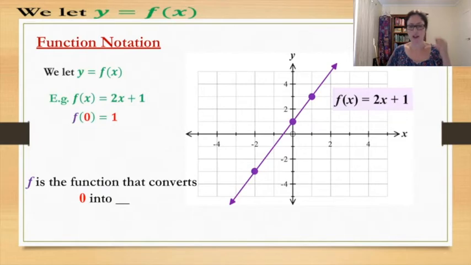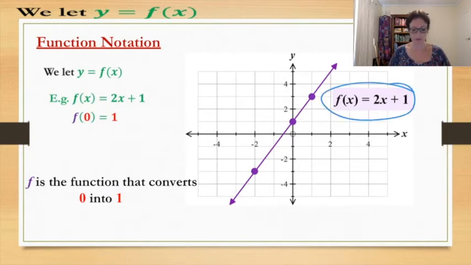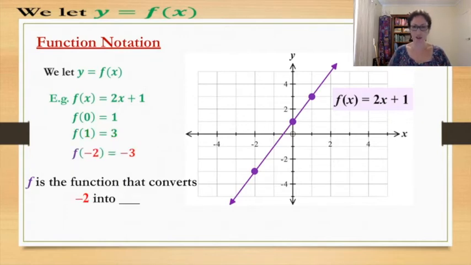Having a think about this wording, try and get your head into this sort of thinking. f is the function that converts 0 into what? When you had 0 for x, it converted it into 1. There we go. So this is the rule. This f function is the rule for these x values. Next one, f is the function that converts 1 into 3. f is the function that converts -2. So when x is -2, it turns it into -3.